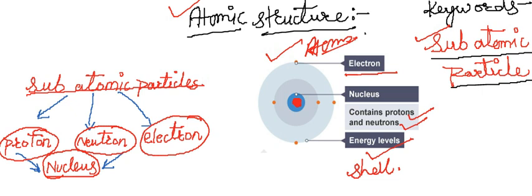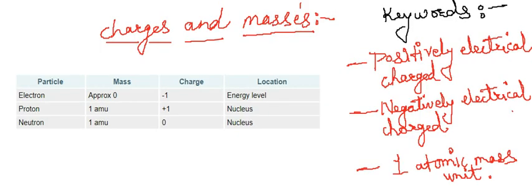Now we can talk about the charges and their masses. First, we can talk about electrons. So the electron mass is approximately 0. Why do they have 0 mass? Because electrons are so light, their mass is usually taken as 0. And what about their charge? Electrons are negatively electrically charged. So "negatively electrically charged" is the keyword which you have to remember for electrons.